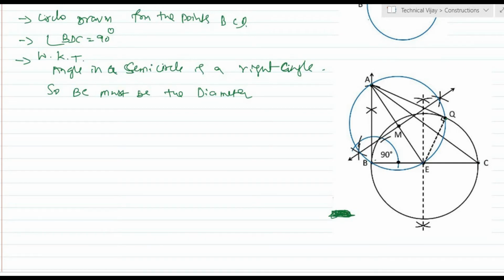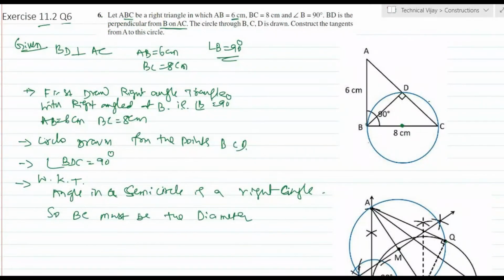This is ABC. From this point, M is the perpendicular bisector, from point A to the center. See, 90 degrees means BC must be the diameter. So we have to make a perpendicular bisector for this one, so we can find the center. From this center we have joined to this point, and again make the perpendicular bisector. This point will be M.